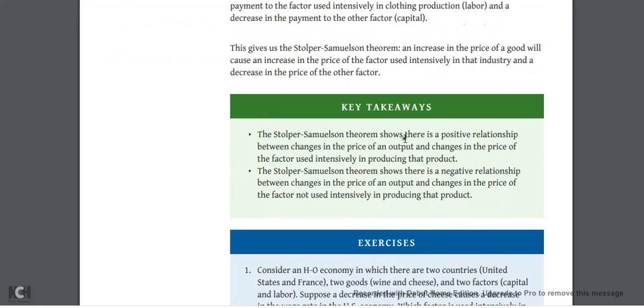The Stolper-Samuelson theorem shows there is a positive relationship between changes in the price of an output and changes in the price of the factor used intensively in producing that product. It also shows a negative relationship between the change in the price of an output and the change in the price of the factor not used intensively in producing that commodity.